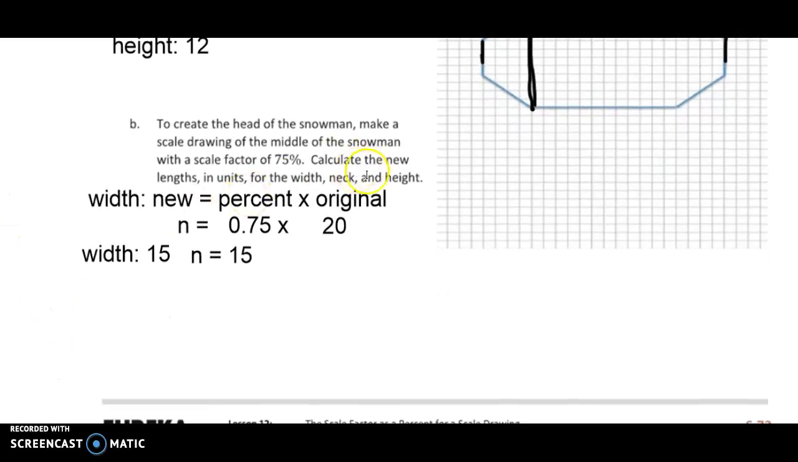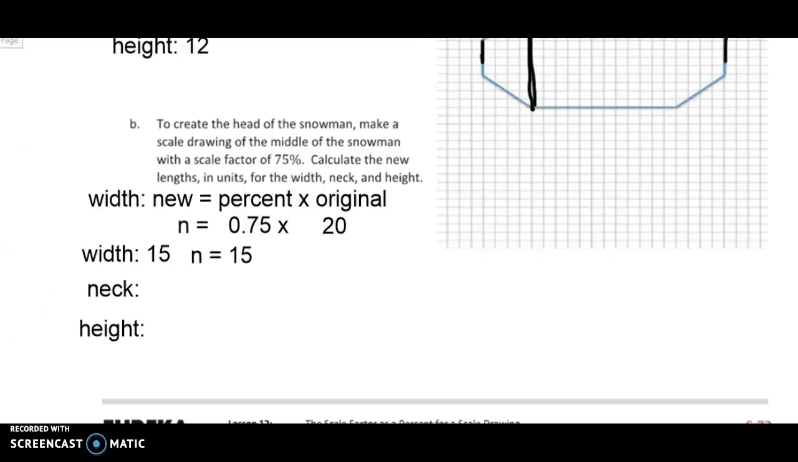But they also want to know the neck and the height. Okay, so you don't need me for this. It's going to be the same process here. It's going to be 75% for both. How big is the neck going to be? How big is the height going to be? I'll give you enough time to work on this.